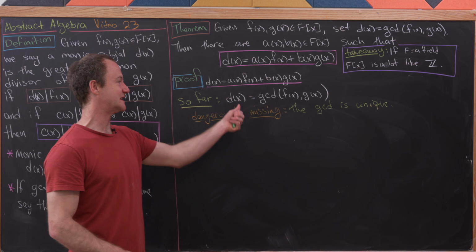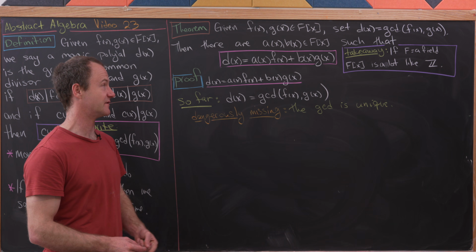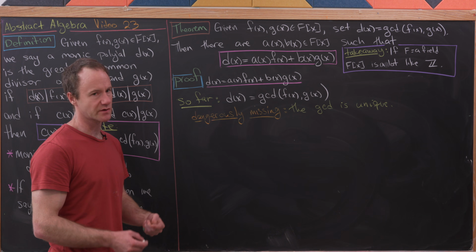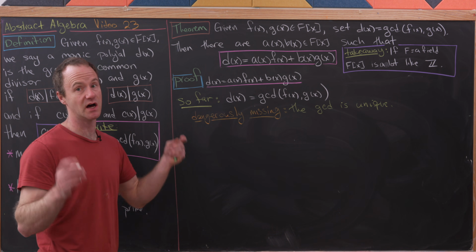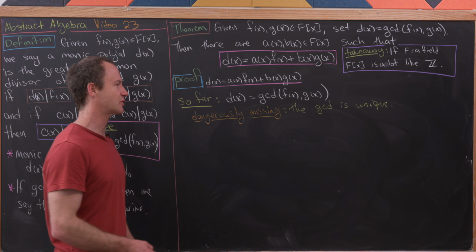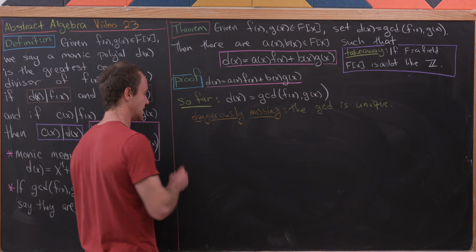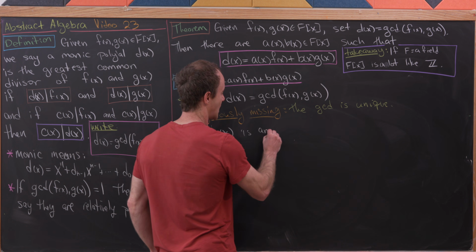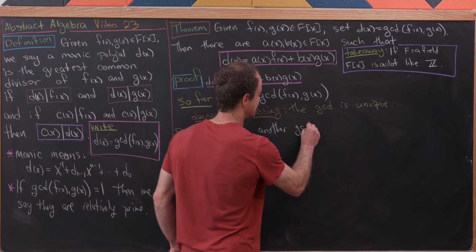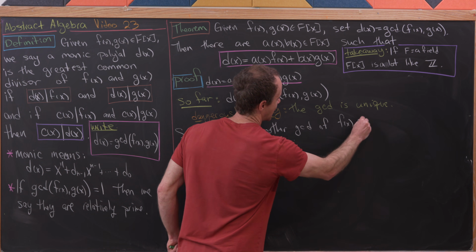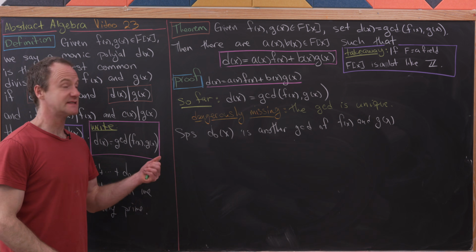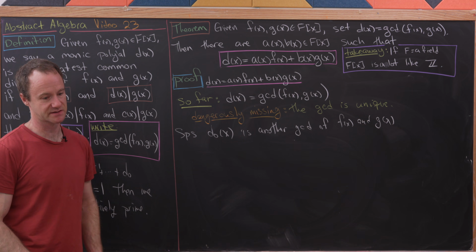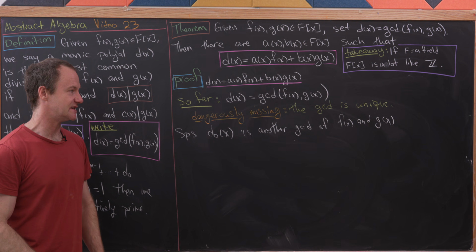So far, we showed that d of x was the GCD of f of x and g of x, but dangerously missing from this argument is that the GCD is unique. So I guess what we've really shown is that d of x is a GCD. But now let's prove that the GCD is actually unique. So let's suppose that something that I'll call maybe d naught is another GCD of f of x and g of x. And since we're going for uniqueness here, we obviously want d of x to be equal to d naught of x.